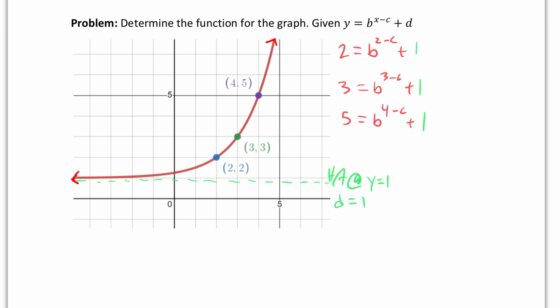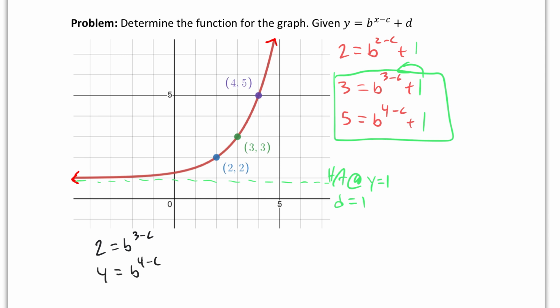Now, we don't actually need to use all of the equations here. We could just use these last 2, and we'll go ahead and divide them. But I think it would be easier, before we divide them, to isolate the exponential. We don't want to have that plus 1 there. We want to move the plus 1 over to the other side. So that's going to give us the following: 2 equals b to the 3 minus c, and 4 equals b to the 4 minus c.